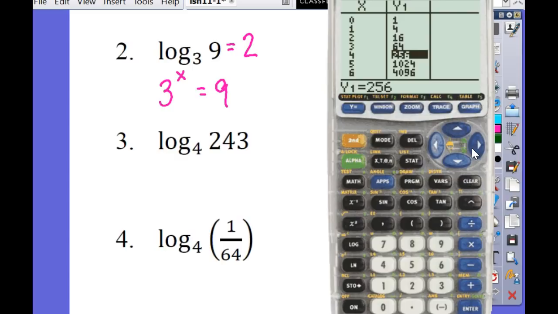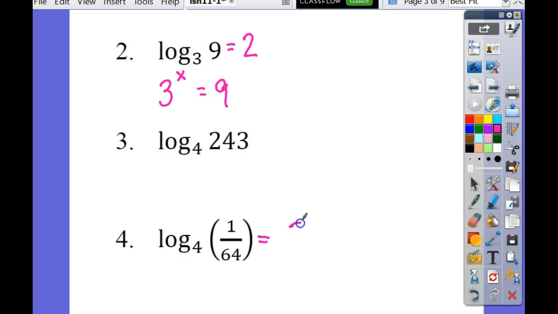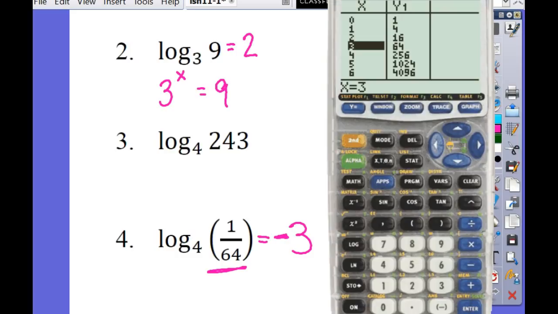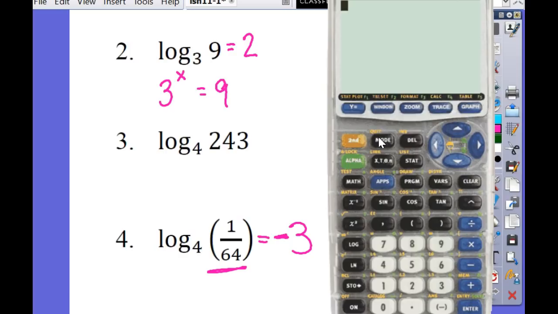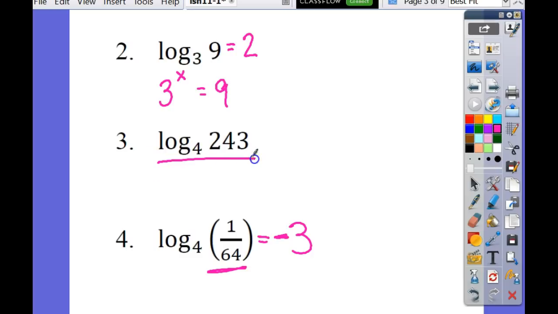The next problem, problem number 4, has a base 4 also. 1 over 64 is not on my list, but 64 is. 64 would be to the 3rd power. And if it is 1 over 64, that's a reciprocal, and that would be a negative power. 4 raised to the negative 3 power is 1 over 64. But what about this problem number 3 that's not in my table?